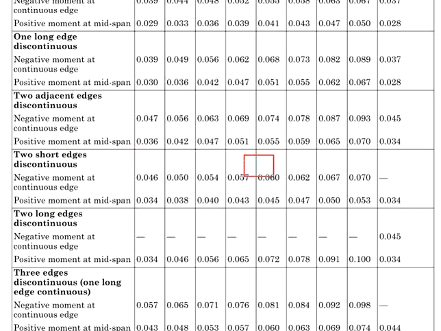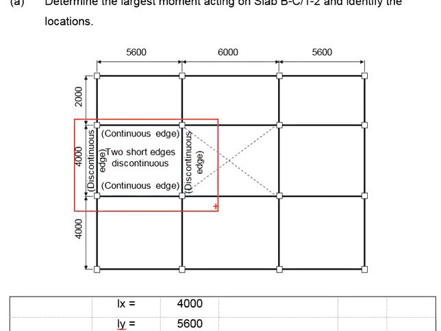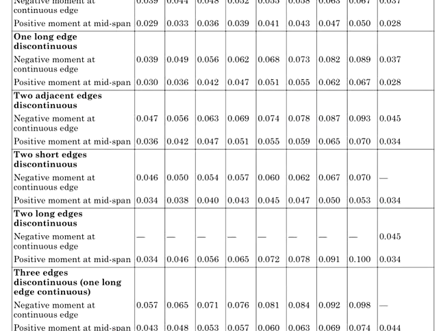You will see in one direction there will be negative moment at the continuous edge and positive moment at the midspan. Whereas in another direction, there is no negative moment, but there is positive moment at the midspan. Now if you come back to this slab here, there will always be negative moment at the continuous edge, and there will always be positive moment at the midspan. That means regardless of what conditions or what direction, there will always be positive moment at the midspan. Now you will have to look at the negative moment to decide which edge that you are referring to.